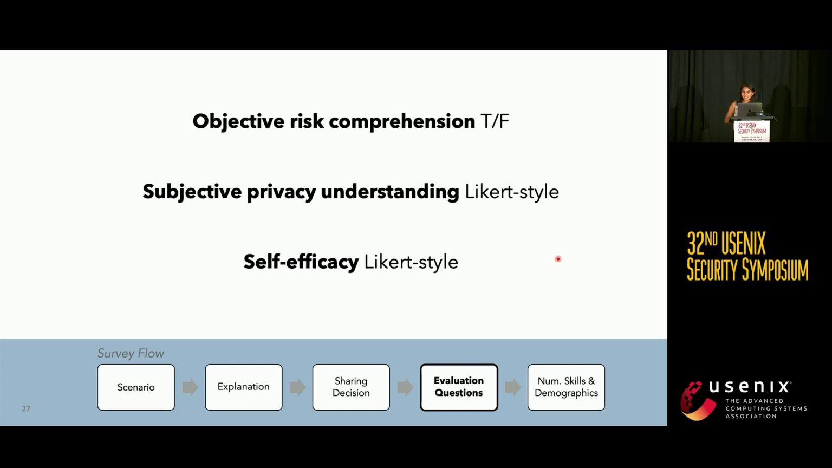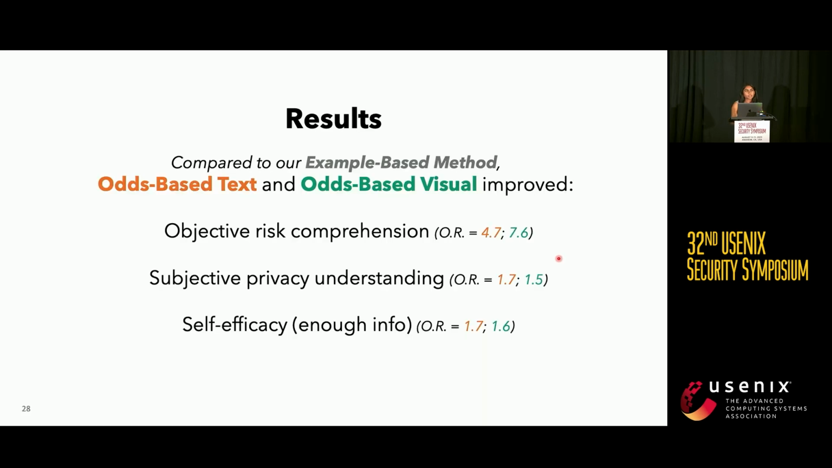So what did we find from this survey? Let's first compare our explanations to one another. Out of our 3 explanation methods, which was most effective? In general, we found that our odds-based methods were more effective than the example-based method. In particular, both of our odds-based methods improved objective risk comprehension, subjective privacy understanding, and feelings of having enough information to make a data sharing decision over the example-based method.